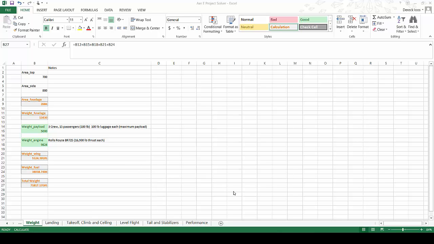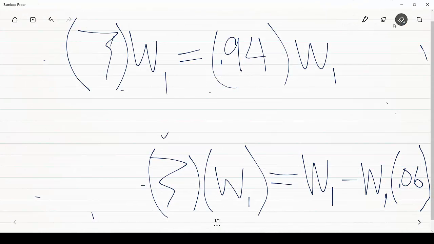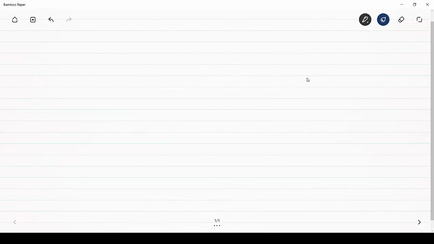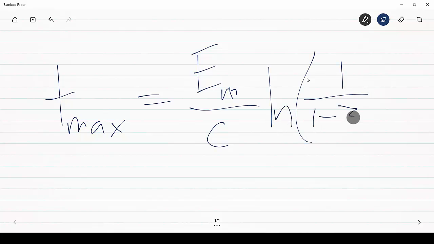And also another value related to level flight is endurance. So just so we can check that one off the list as well, we can solve for endurance right now. I can show you the equation. It's going to be T max, which is your endurance time, equals EM, which was our efficiency factor from earlier, divided by C, which is our fuel consumption rating, multiplied by the natural log of 1 divided by 1 minus zeta. And that will give you your endurance.